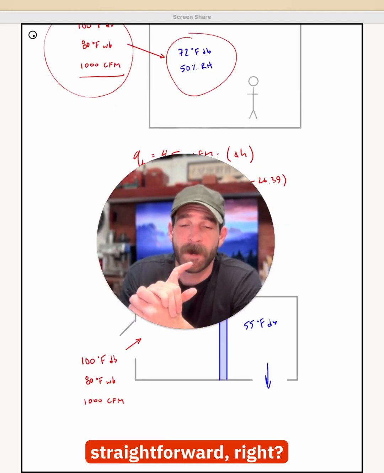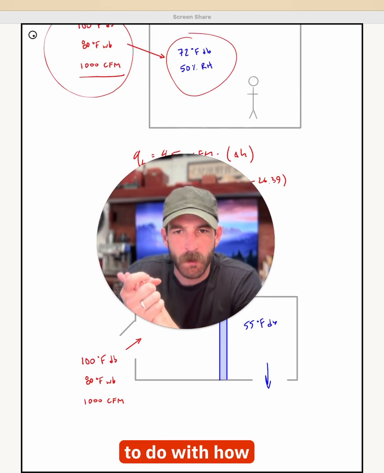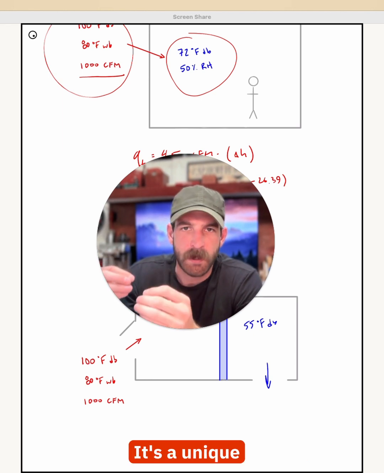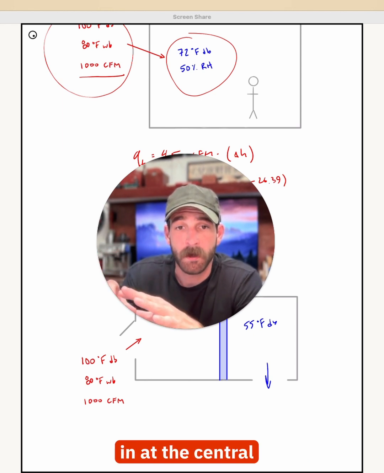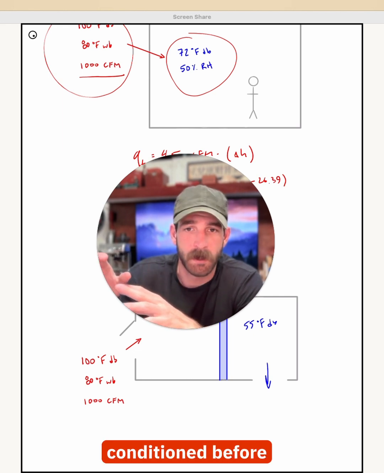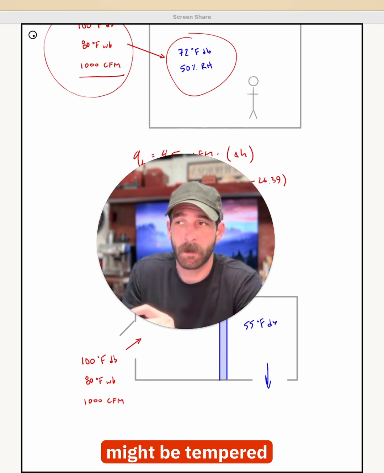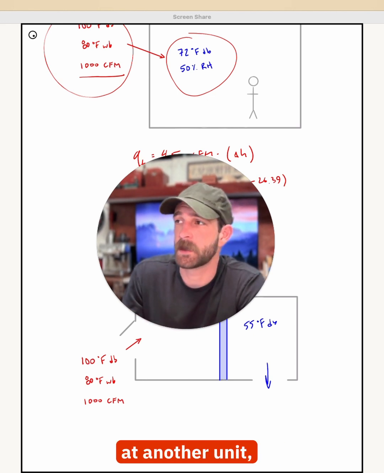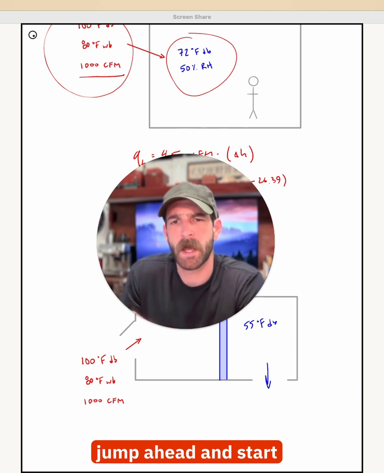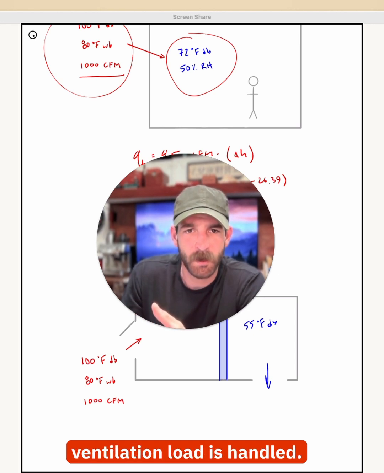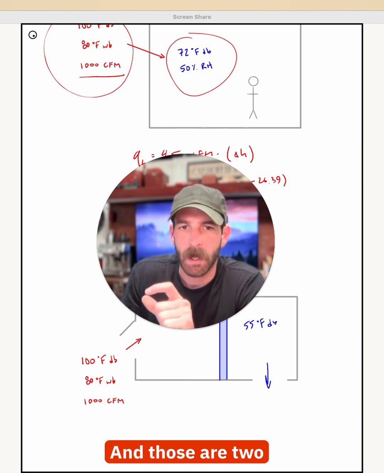Pretty straightforward, right? So why do engineers have different answers to this question? I think it has to do with how ventilation load is handled. It's a unique load component because it doesn't come from the space directly. Oftentimes it's brought in at the central air handler and is fully conditioned before it ever gets to the space. Sometimes the load is even split up. The outdoor air might be tempered at one unit, then fully conditioned at another unit, like an ERV serving 4-pipe fan coils. So engineers tend to jump ahead and start addressing how the ventilation load is handled. And when you do that, it's easy to conflate ventilation load with coil load. And those are two separate things.